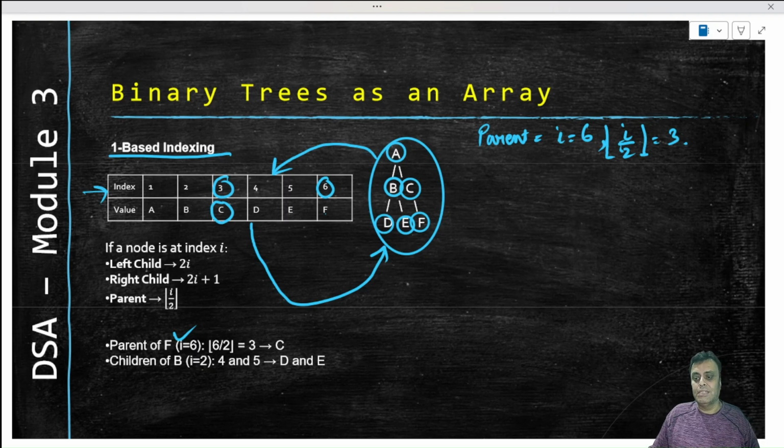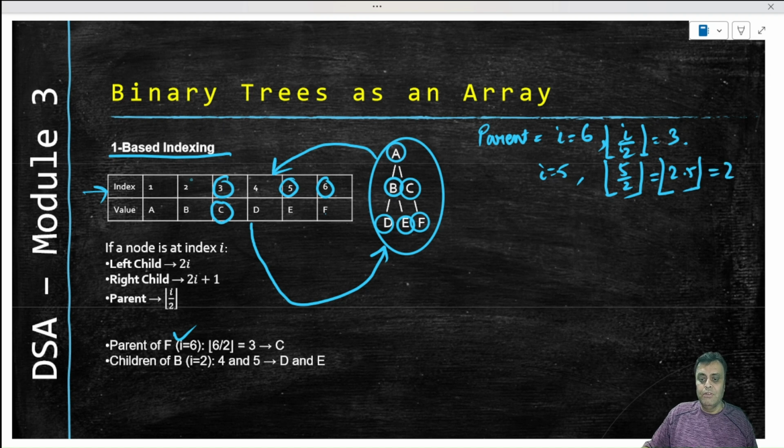So why are we taking this floor? Let us understand that logic. Suppose we are at 5, right? If we are at 5, then I is equal to 5. What is the parent of this particular I equal to 5? It will be the floor of 5 by 2, right? So 5 by 2 is 2.5. So the floor value of that is equal to 2.